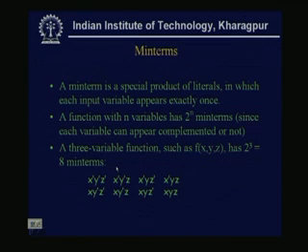Now, already we have defined the minterms. This is a special product of literals in which each input variable appears exactly once. So, a function with n variables has 2 to the power n minterms, as we already read last day. For 3 variable functions such as f(x, y, z), these are the minterms: x' y' z', x' y' z, x' y z', x' y z, and like that all the terms. These are all the possible minterms.